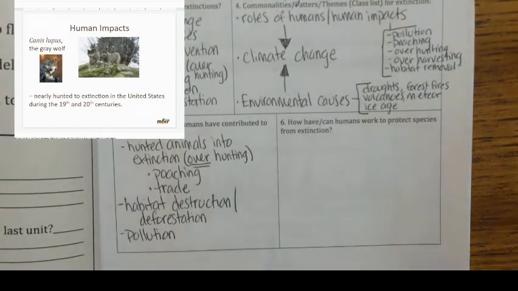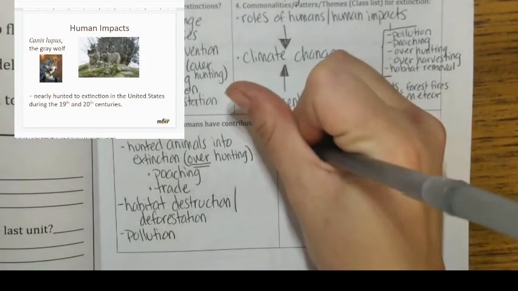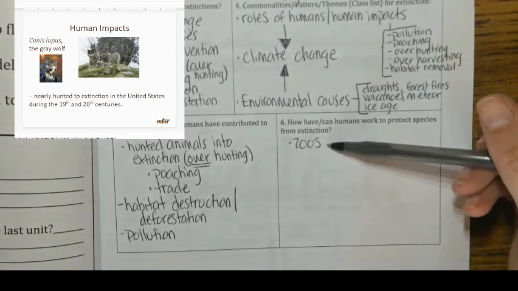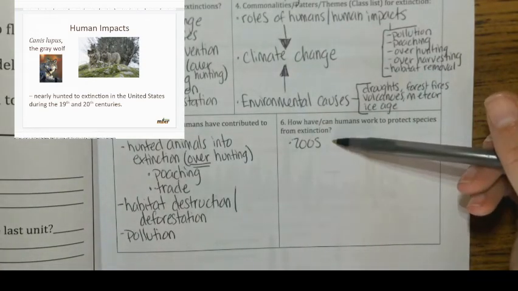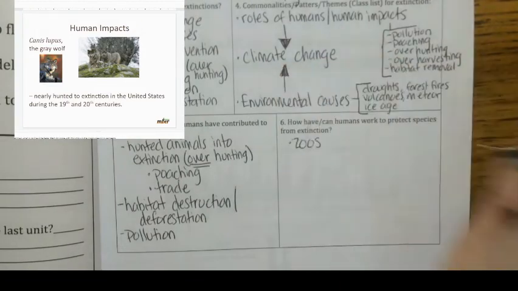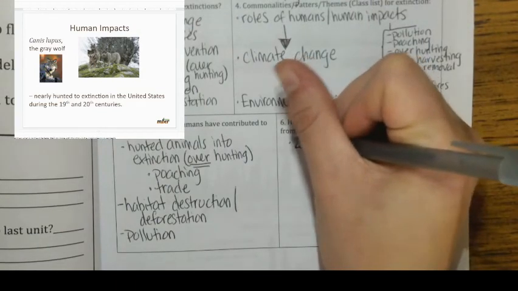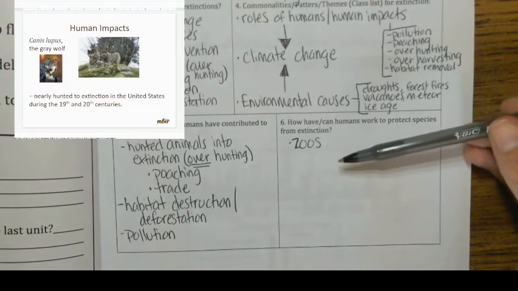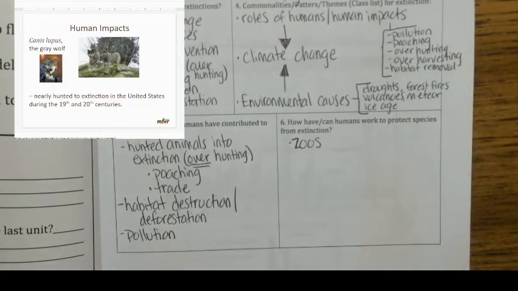So some of the ways that other students have come up with is zoos. Zoos do a lot of research, they keep animals in captivity and breed them and then try and release them back into the wild, which is a positive for zoos. I have a love-hate relationship with zoos. I do think some of the research and the conservation efforts that they do are really beneficial, but I also don't like the fact that the animals are in cages.